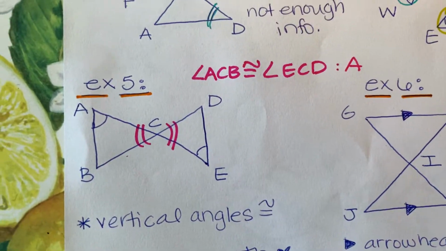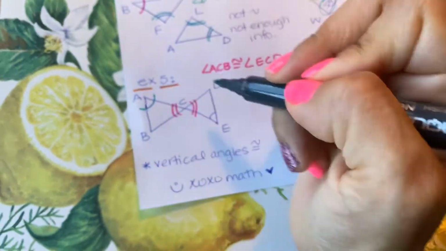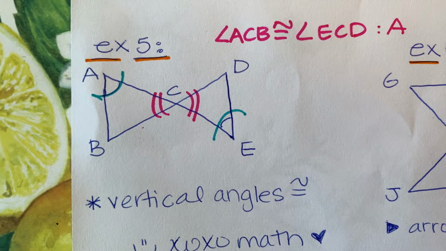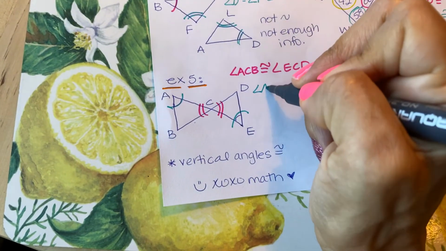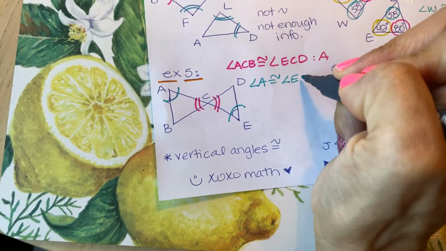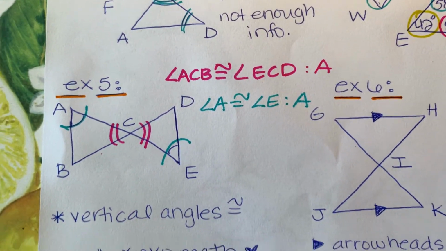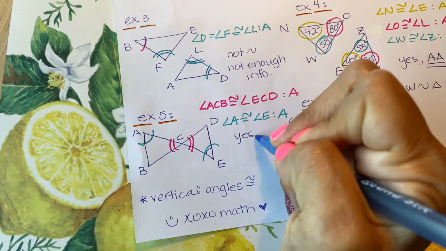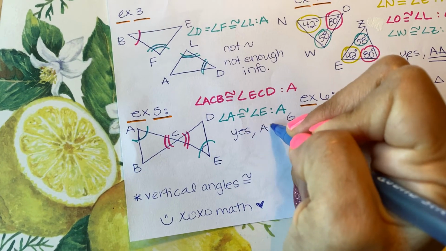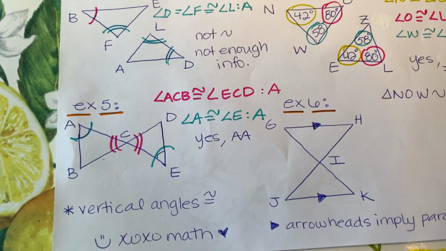All right, what else do I have? I have a one arc given and a one arc given. So angle A is congruent to angle E, and there's my A. And so there you go. It's angle, angle. I have two, right? They are because of angle, angle, right? All of these are angle, angle.